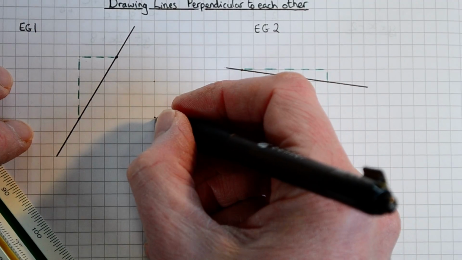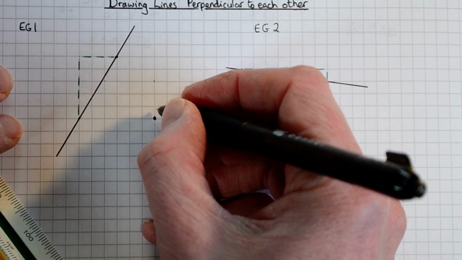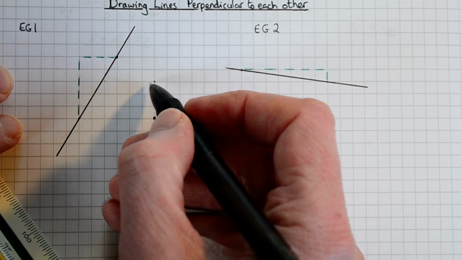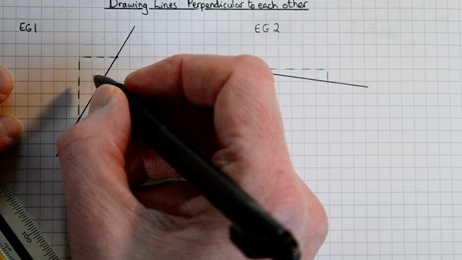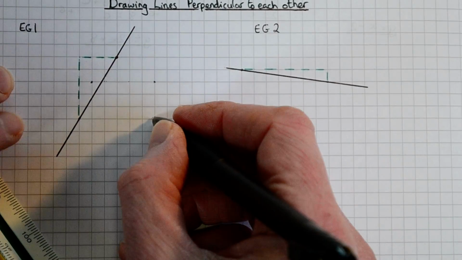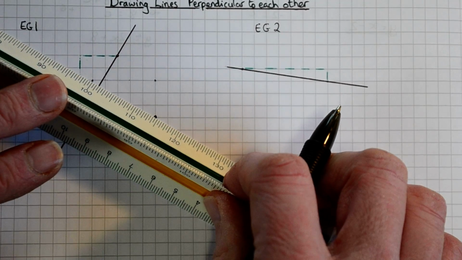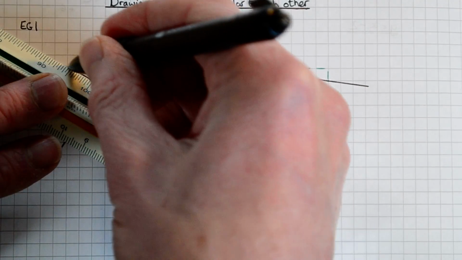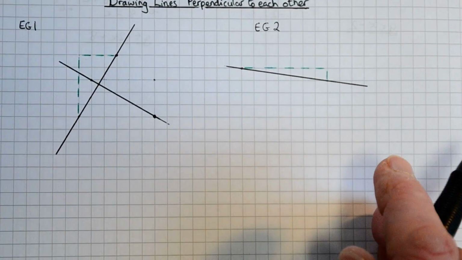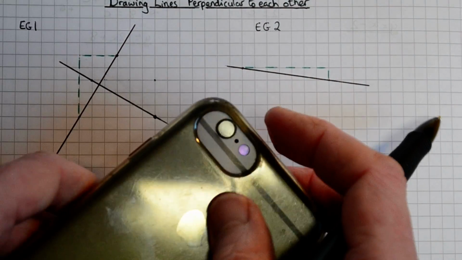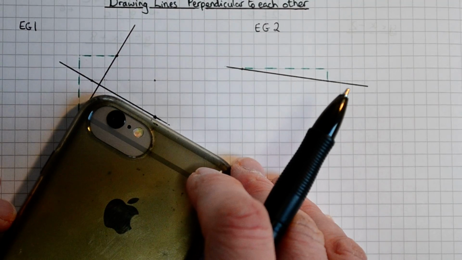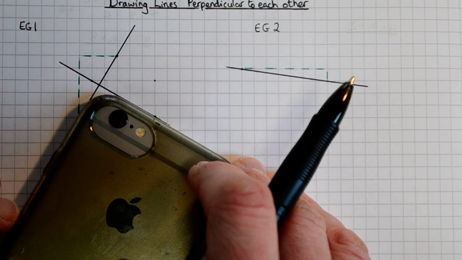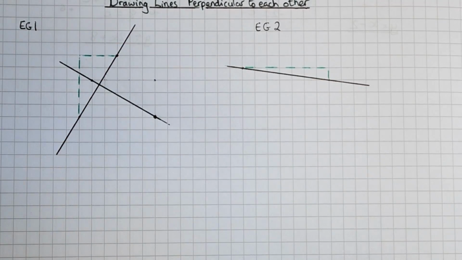If I decide that's going to be my starting point, I'm going to go up 1, 2, 3 and across 5, 1, 2, 3, 4, 5. So that's my start point, end point. Join those up and I should have a nice pair of perpendicular lines. Looks like 90 degrees. Let's check it against my phone. I reckon my phone's at right angles and it fits snugly in there. 90 degrees, happy with that.